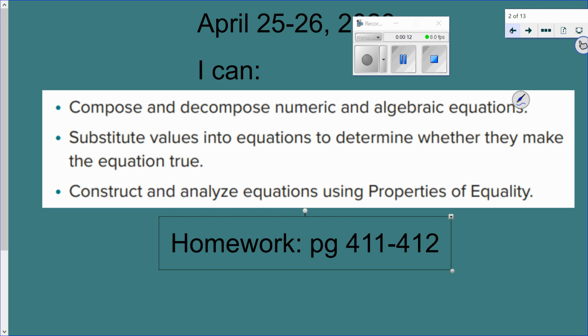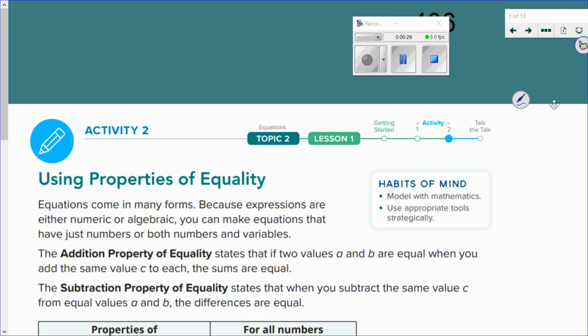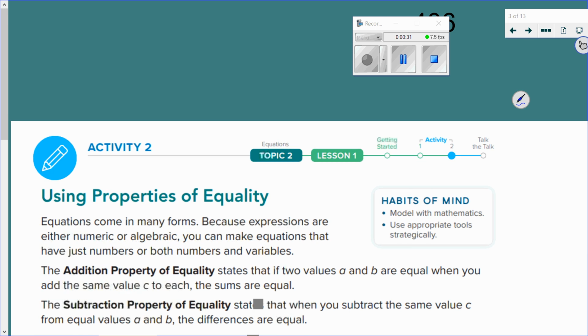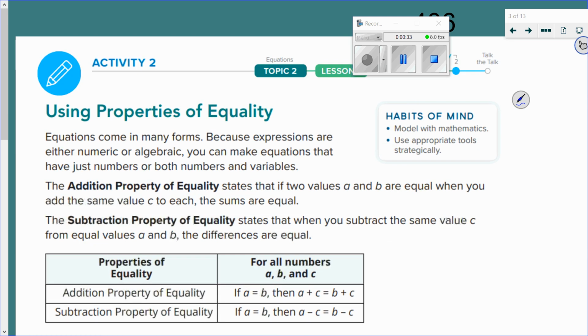Today, we're working on composing, decomposing numeric and algebraic equations and substituting values in equations to determine whether they make the equation true, then construct and analyze equations using properties of equality. This is actually the most important part of today's lesson. So that's where we're going to start. That's why I want you guys to start out on page 406 for today. Okay? Because this is where we're going to actually get some of our definitions.